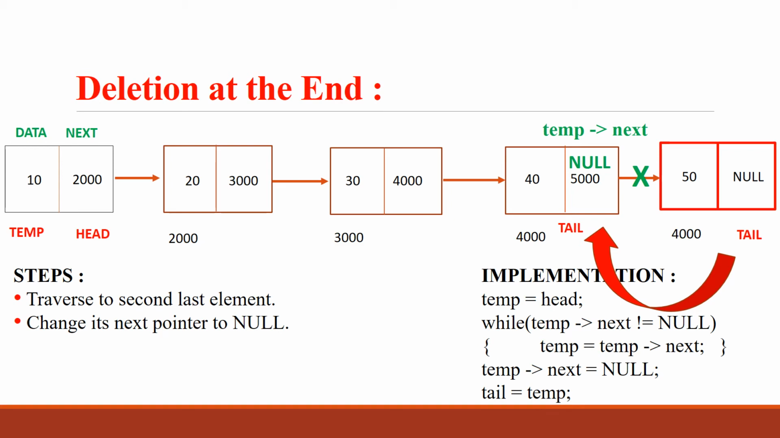Taking a temporary variable as head, we have to move till the node 30 by the traversal statement temp is equal to temp of next. By placing temp of next is equal to null, automatically the link will be disconnected from the linked list. By the statement tail is equal to temp, we are changing the tail node.